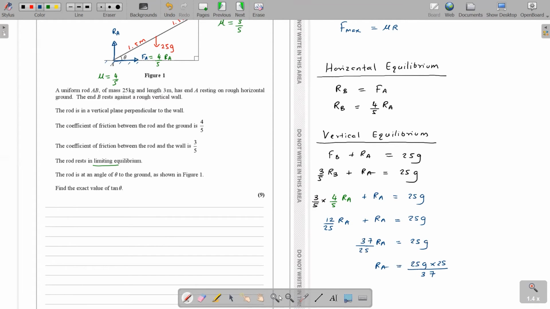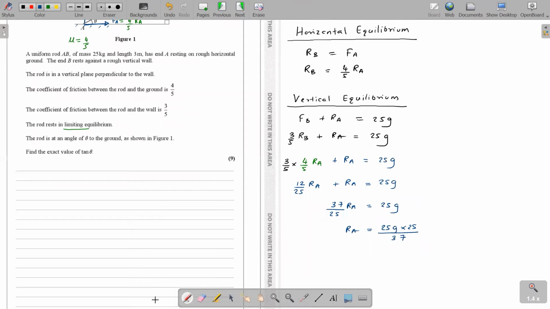25 times 25 is 625. We leave the answer in terms of G at this point, so that we are not losing any significance. So normal reaction A is 625G/37. Are you all okay with that? Did you come up to this point?